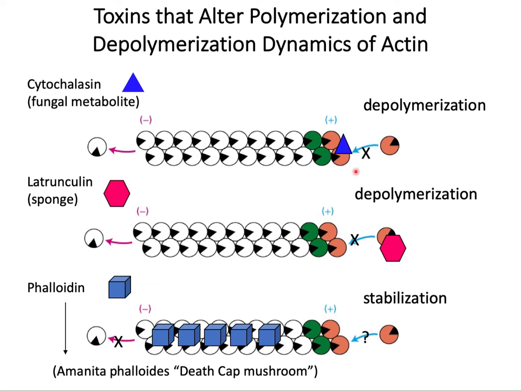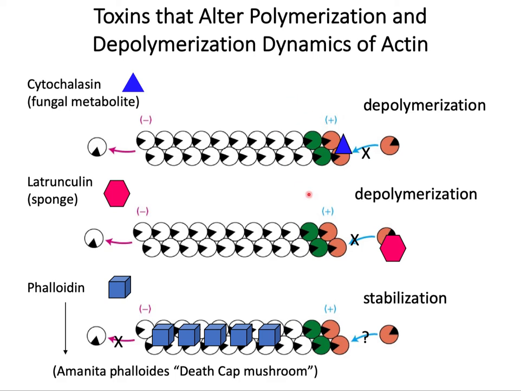So what's the mode of action for cytochalasin? What cytochalasin does is that it binds to the plus end of the filament, as shown here, this blue triangle bound to the plus end. This prevents the addition of monomers to the plus end. So it blocks the plus end from growth. What is interesting is that you still have the loss from the minus end and you don't have any growth at the plus end.